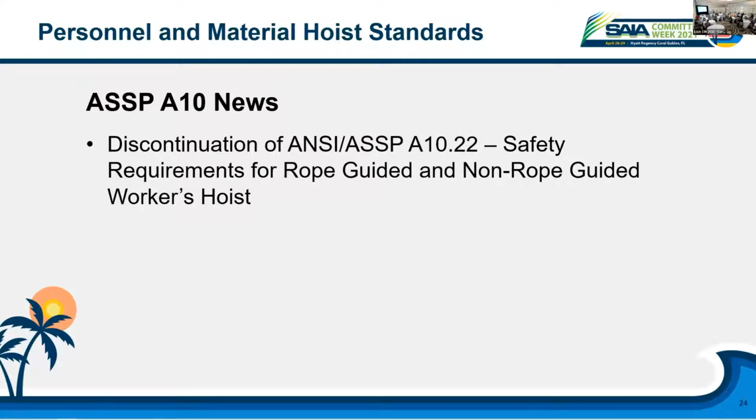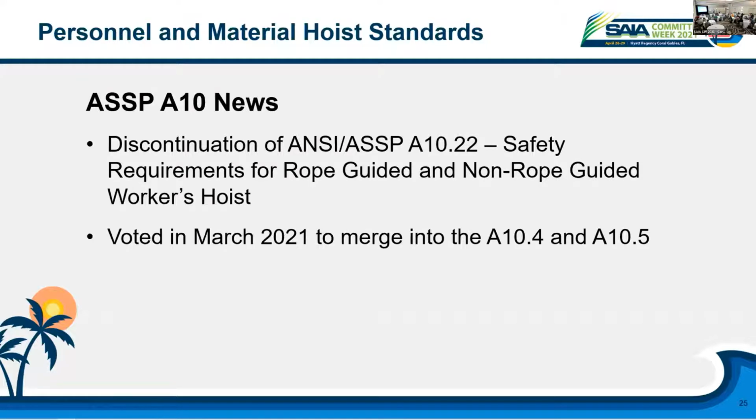All right, so now there's some new news in the A10. So we have the discontinuation of the ANSI ASSP A10.22, which is the safety requirements for rope guided and non-rope guided workers hoist. Now, for me in elevators and hoists, personnel hoist, material hoist, this doesn't really affect me, but now it does, because it's been voted in March of 2021 to merge those different requirements and those standards into either the 10.4 or the 10.5. So things that fall under personnel hoisting will go into 10.4. Things that fall under material hoist go into 10.5.